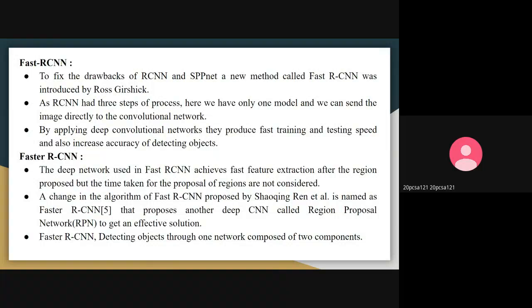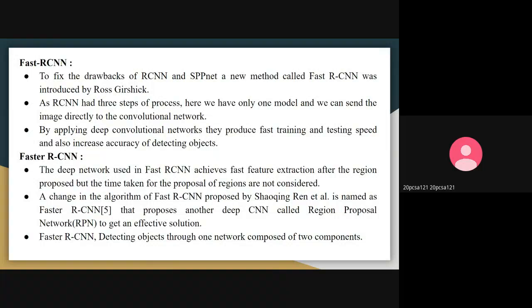RCNN has a three-step process, but here we use only one model where the image is directly sent to the network. This produces two layers for every object. The first layer classifies the object, and the second layer gives a softmax probability that yields four real values for the generation of bounding box regression.